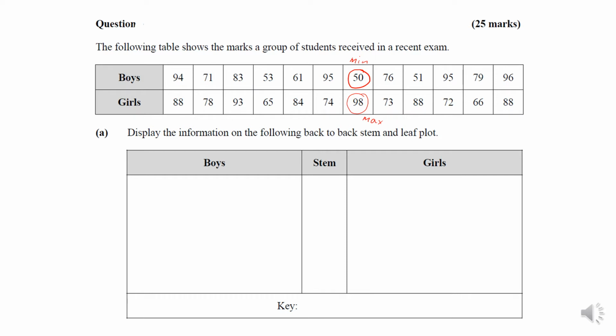So we have to include numbers in their 50s, so we need the digit 5 in the stem, 60s, 70s, 80s and 90s. Okay, so I think we'll start with the girls first because that goes from left to right, which we're accustomed to. Okay, so looking at the girls' marks, we're trying to find the lowest value. Okay, so I have a 65, followed by 66. So 65 I enter here, the 6 is in the stem, so just the 5, and cross it out when you've entered it so that you don't miss any or enter them twice. 65 and 66.